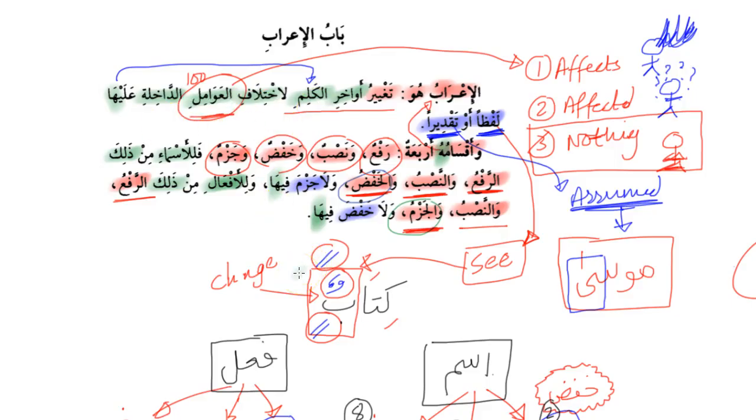Now, how do I know this? Because these words have appeared in such a position that when they appear there, like the green ones, you have to put them in the jar state. And the red ones have appeared in such positions in a sentence that you have to give them the rafa state. And the blue ones have appeared in such a position that you have to give them the nasab state. Okay, everyone understand that?